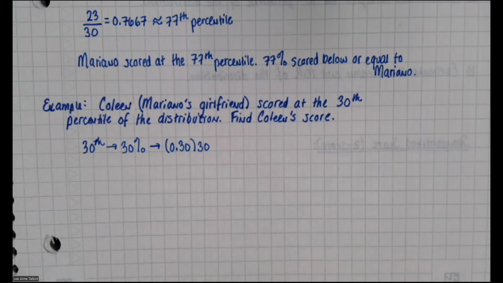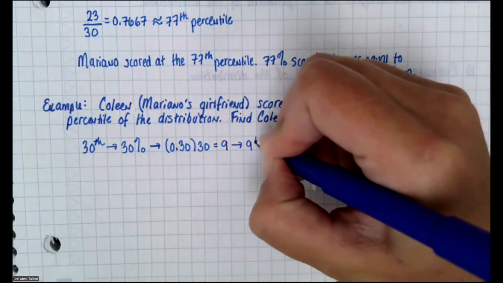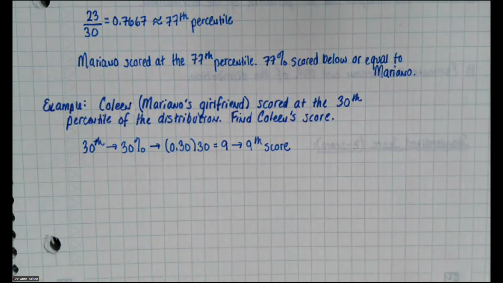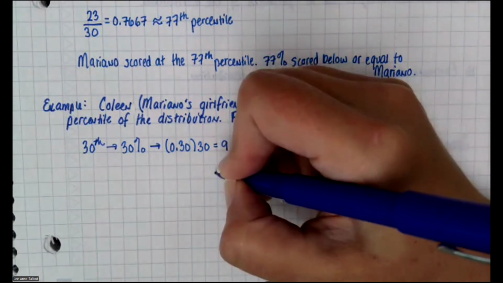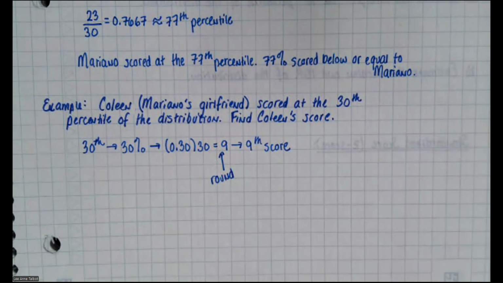You guys can do 3 times 3, 9. Okay, that means that Colleen's score was about the 9th score from the bottom, the 9th score in the list. By the way, if you get something that's not perfect, you need to round that number to get the score, because the number of scores is discrete. So you can't have a 9.3 score. So you're gonna round that number.